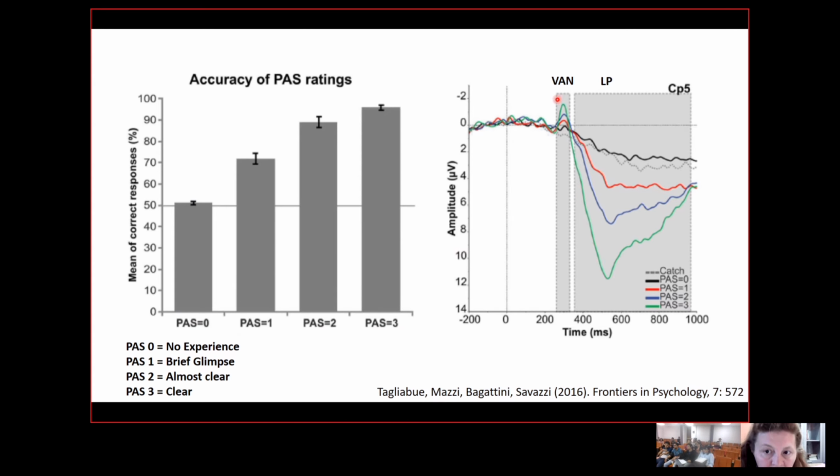But this behavior can also be seen here. You see that increasing the quality, your components also become bigger and bigger, right? Here, the clear experience is the highest, and also the highest here. So not only can these components distinguish whether you see something or you don't see anything, but they can also distinguish the quality of your consciousness. So how good is your perception?